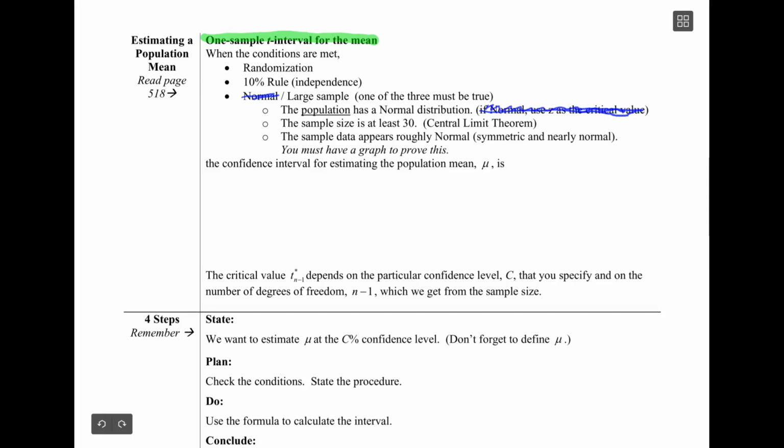So cross that out. The sample size is at least 30. Okay, that's the central limit theorem. But more than likely, your sample data is going to appear roughly normal.